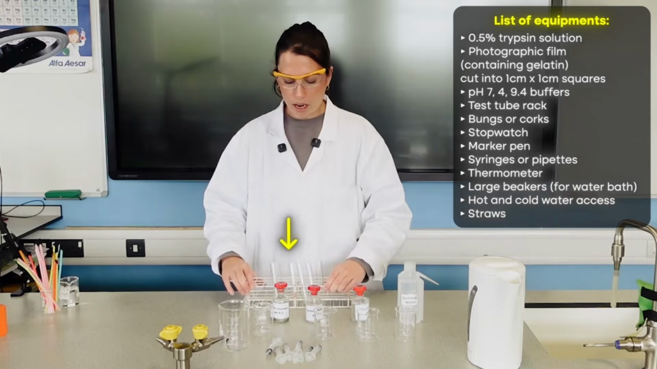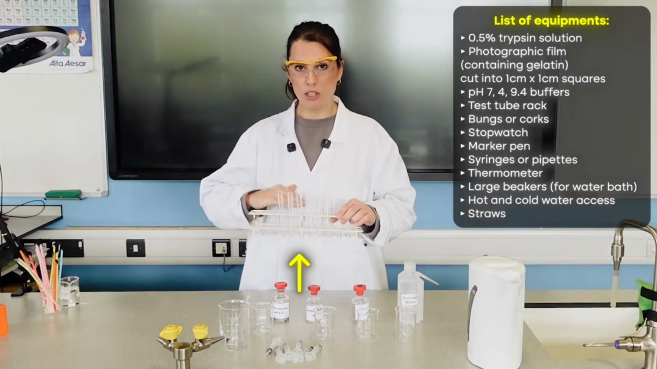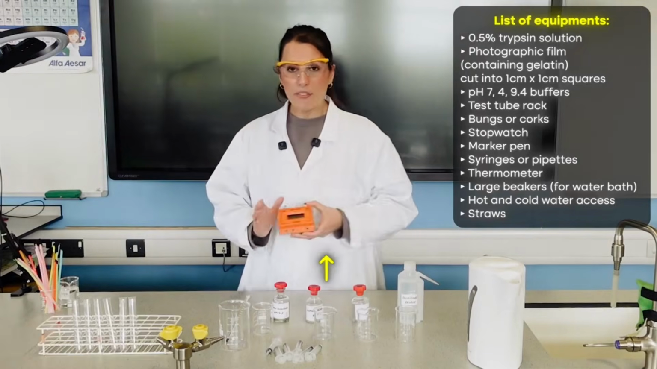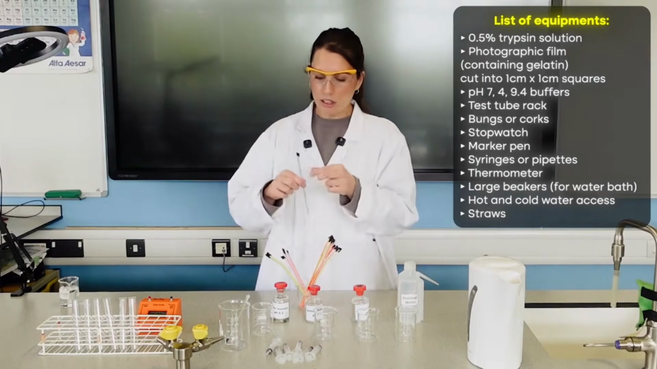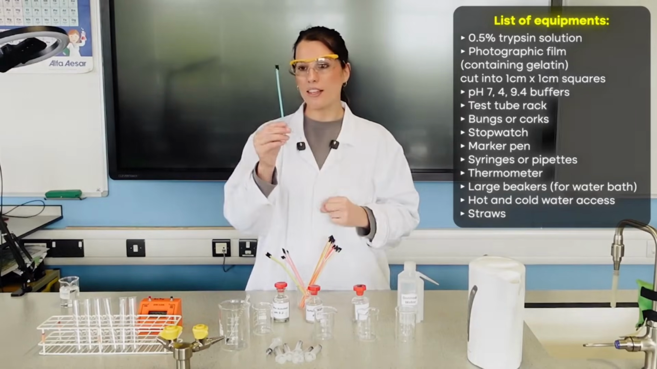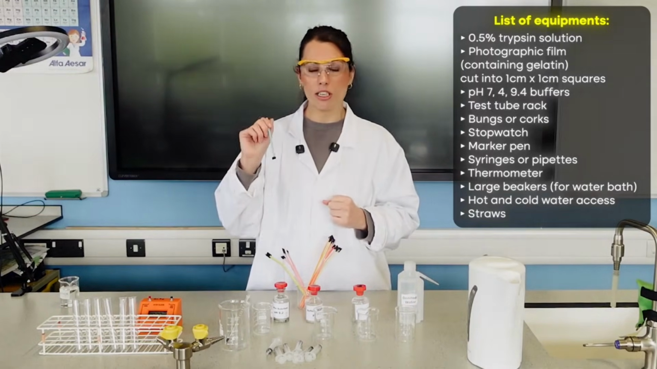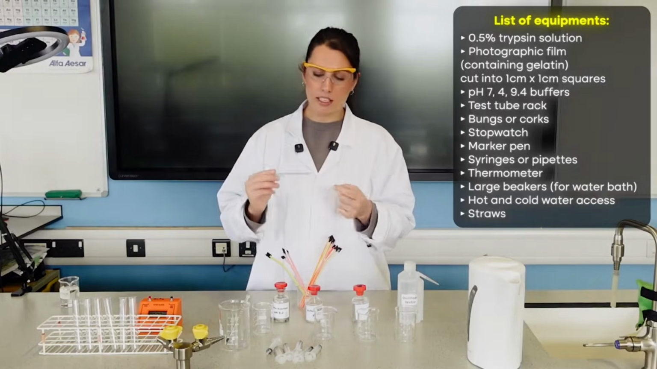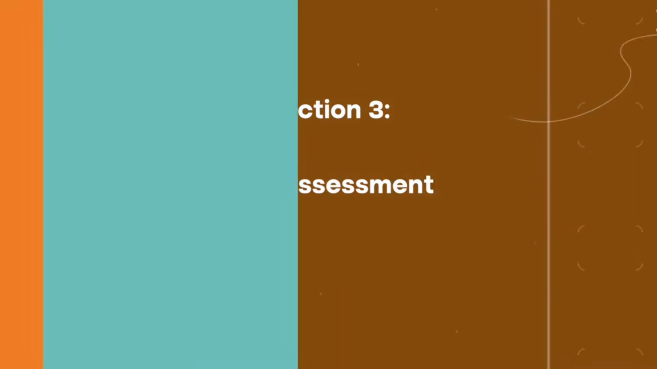I've also got my test tubes and a test tube rack so that I can keep them in this securely and safely when I'm not using them. I've got a stop clock to record the time taken. And then lastly, I have got my photographic film, and these are attached to straws so that I can dip them in and out of the enzyme solution to check how long it takes for the film to go completely colorless.